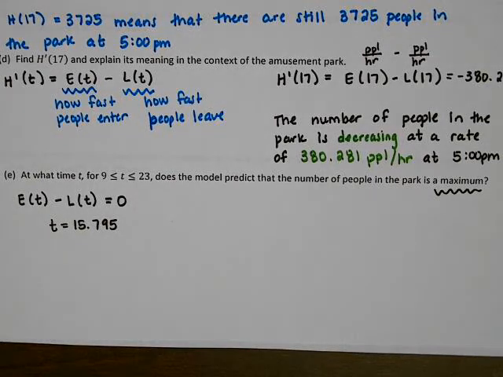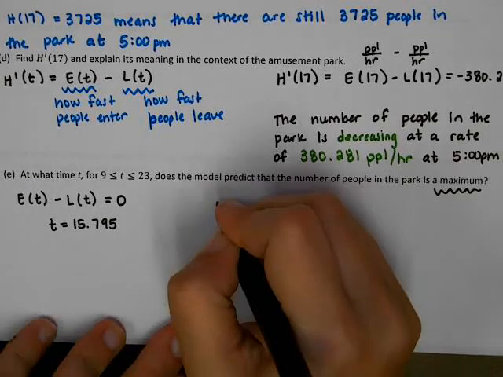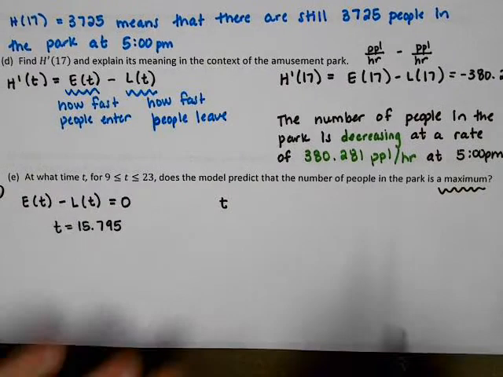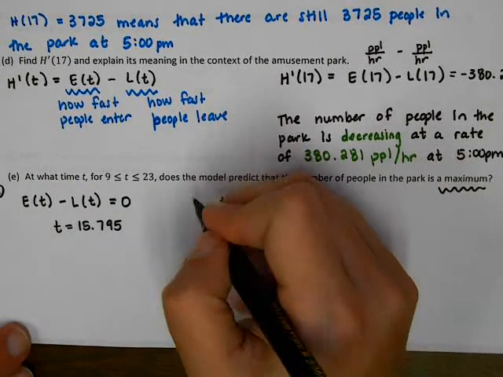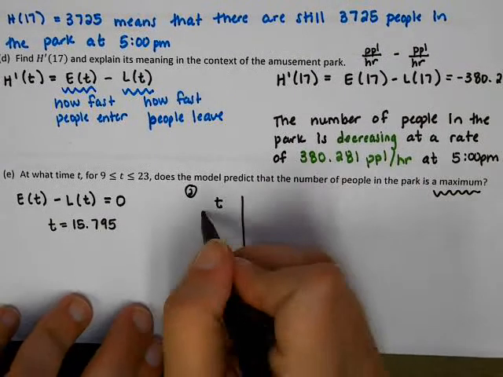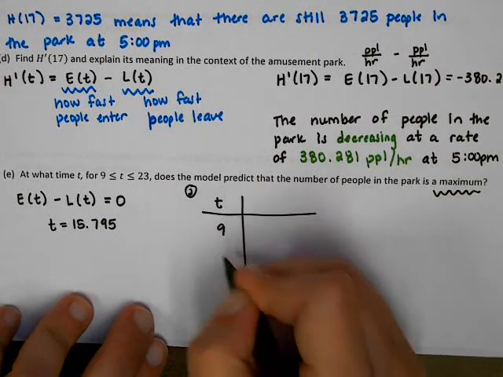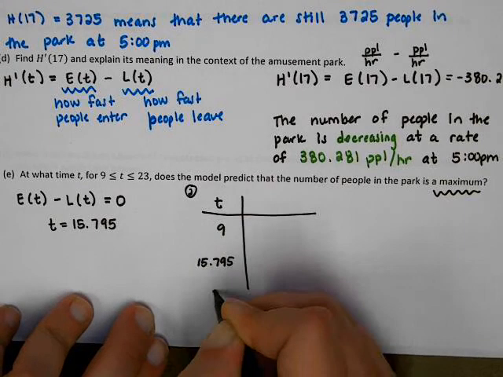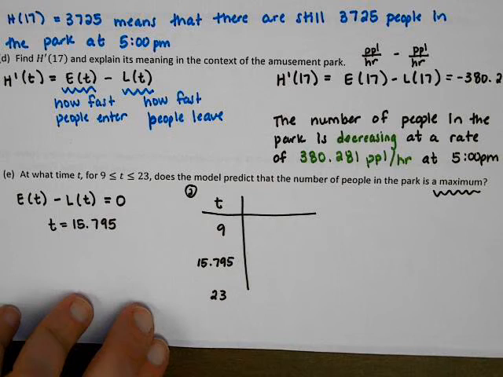However, we also know that a maximum could occur at the endpoints. So just like when we were doing our problems previously, we're now going to look for an options chart. So first we make the derivative equal to 0, only now there's a derivative in and a derivative out. Then we make an options chart. When t is 9 is the beginning, 15.795 is the number I calculated, and 23 is the other endpoint.